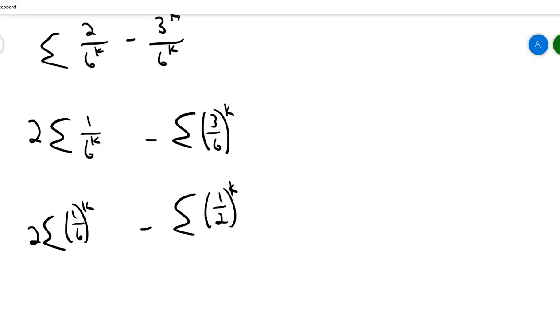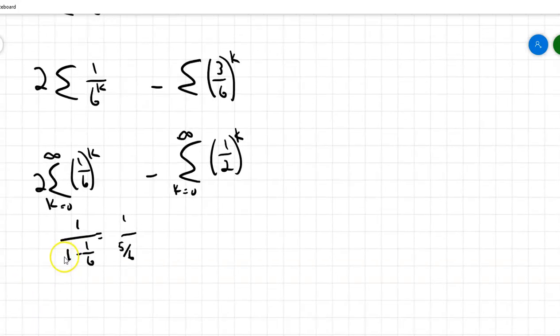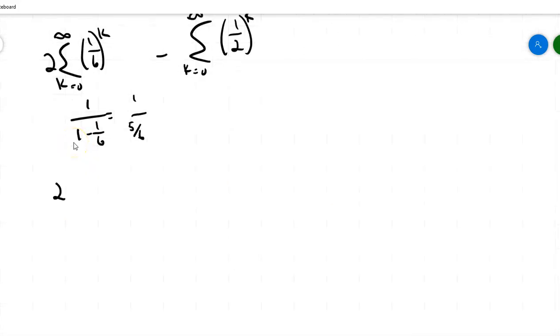Both of these started at k equals 0. That was my original one, to infinity. Sum from k equals 0 to infinity. And so the first term here, if I leave it with just what's inside the sum, is a 1, and the ratio is 1/6. So 1 over 5/6 will give me 6/5. Multiply that 6/5 by 2, and that first piece sums to 12/5.